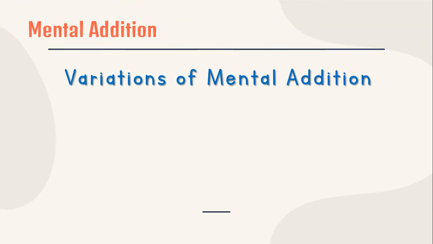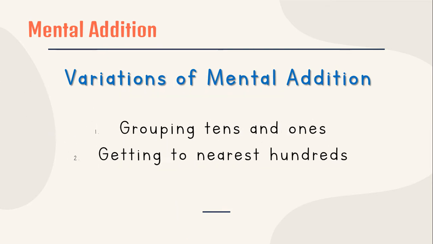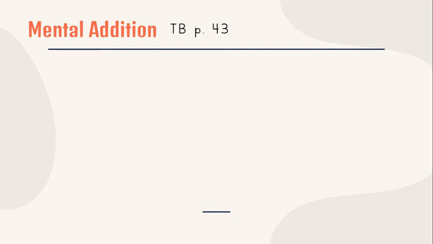Variations of mental addition. In mental addition, we have three kinds of it, like three ways. The first one is grouping tens and ones. The second, getting to the nearest hundreds and also to the nearest tens. Actually the goal of these three ways is only for you to master mental addition. They are not the same, but they are not that different either. Sounds complicated? Let's just get started.